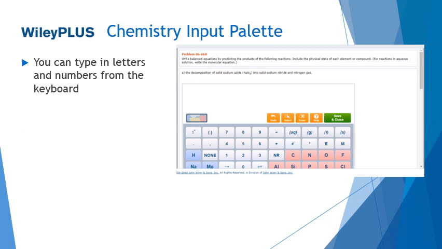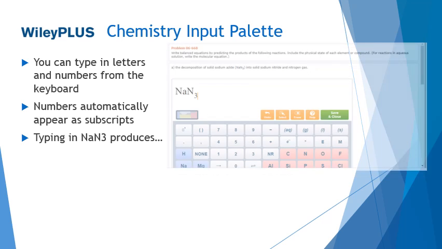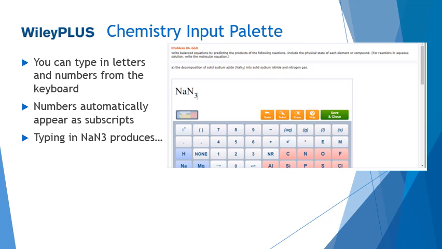When the palette pops up, you can type letters and numbers from your computer keyboard. Looking at this question as an example, they want sodium azide, NaN3. If I type in NaN3, that 3 will automatically appear as a subscript. So I just go capital N, small a, capital N, and a 3. And here's what pops up. Pretty nice. I don't have to specify that there's a subscript.